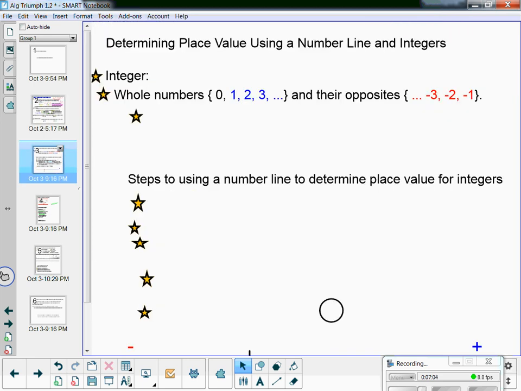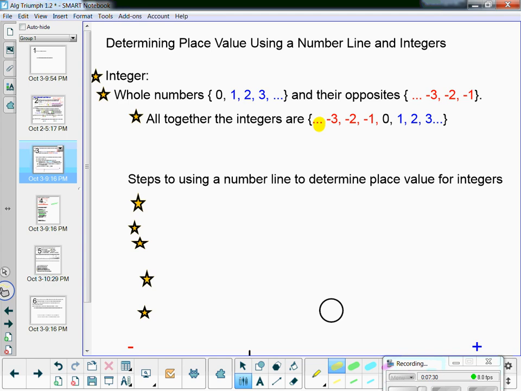More numbers. Integers. Integers are very important. They are whole numbers. Remember, that means 0, 1, 2, 3, and so on. The set that contains all those and their opposites. So the opposites would be negative 3, negative 2, negative 1. Altogether, the integers are the set from negative infinity, that's what these dots mean, down to negative 3, negative 2, negative 1, 0, 1, 2, 3, all the way on to infinity.